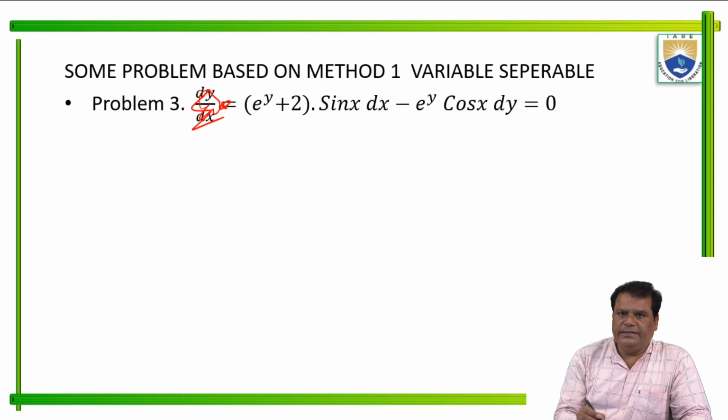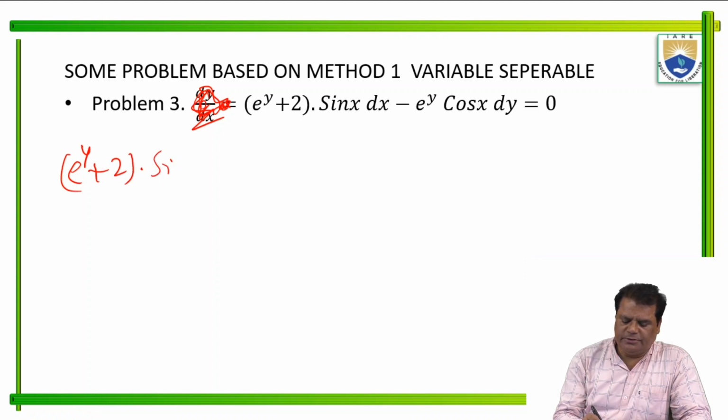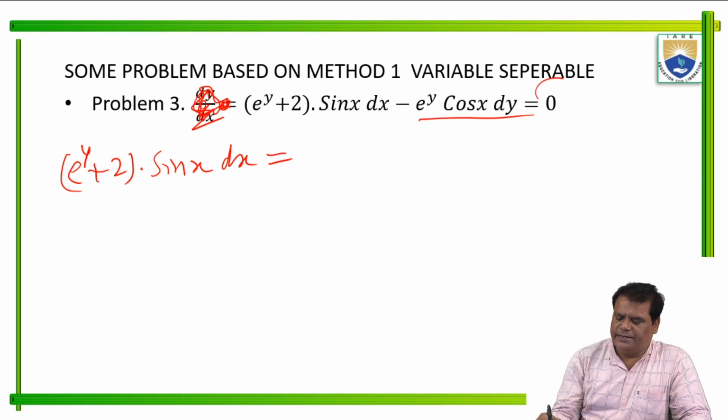E to the power y, this term is wrong, so I cancel this term. Only this term is correct. So e to the power y plus 2 into sin x dx equal to this term, which I am taking to this side. So this result is e to the power y into cos x into dy.